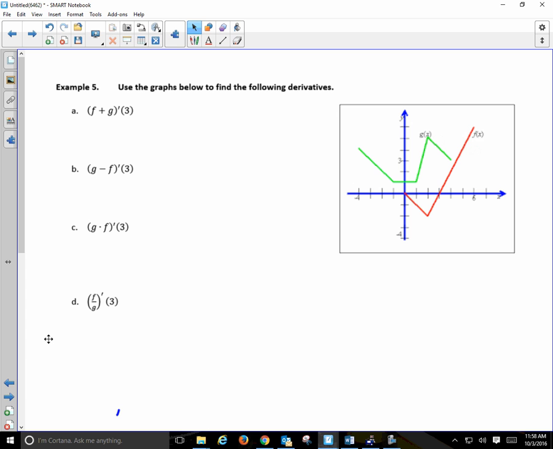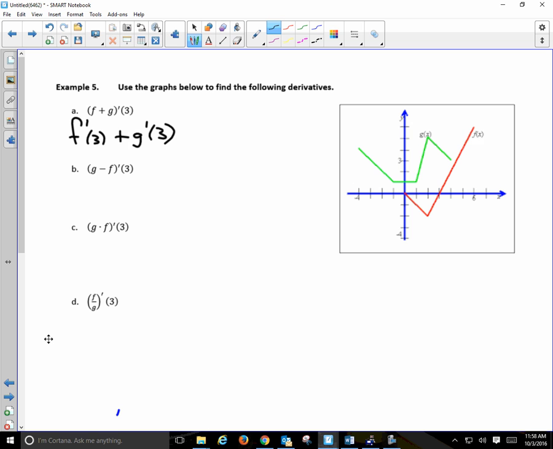Here we go. So I've shown you algebra. I've shown you a table. Now I'm going to show you a graphical approach. F plus G prime of 3. Well, that's going to be F prime of 3 plus G prime of 3. And here are the two graphs I have. I have F and I have G.